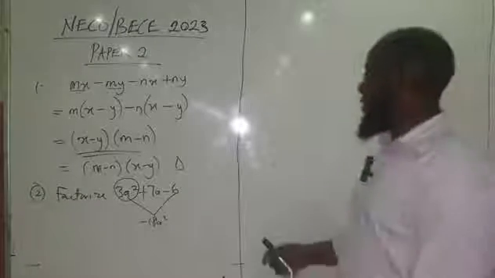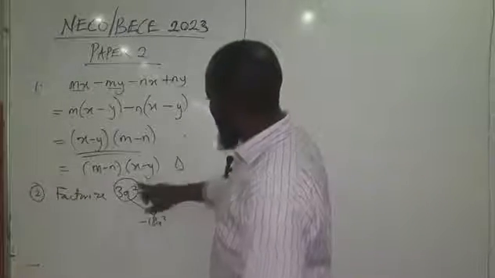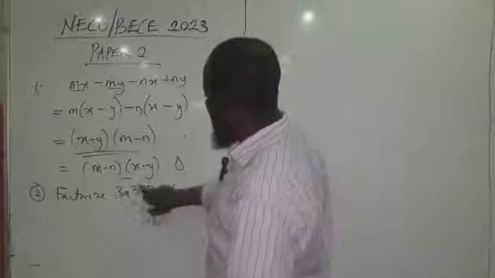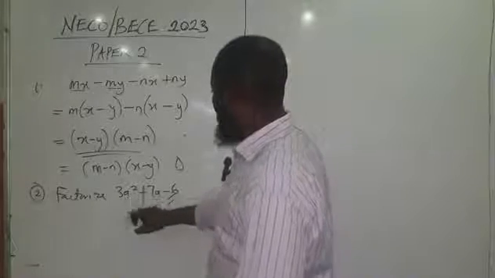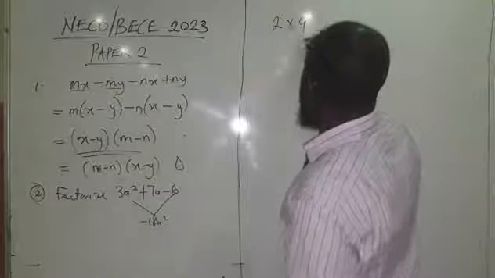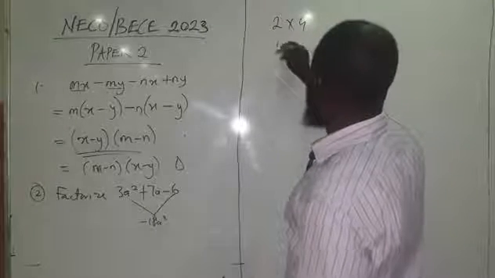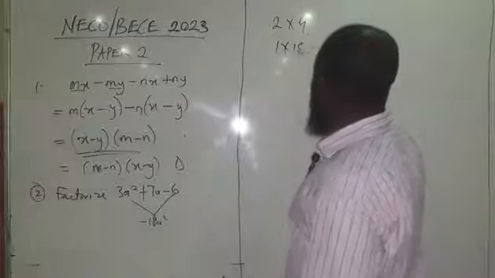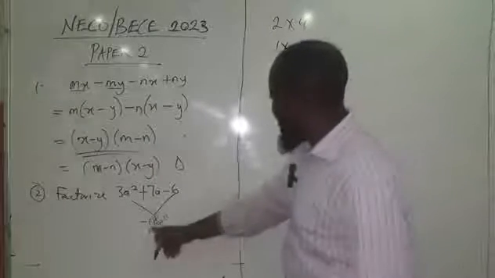Factors of 18 that will add up to what we have at the middle here, which is plus 7a. So what are the factors of 18? We have 2 multiplied by 9, and we also have 1 multiplied by 18. Now, what we have here is minus 18.